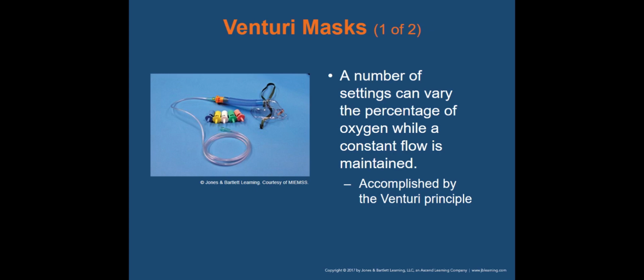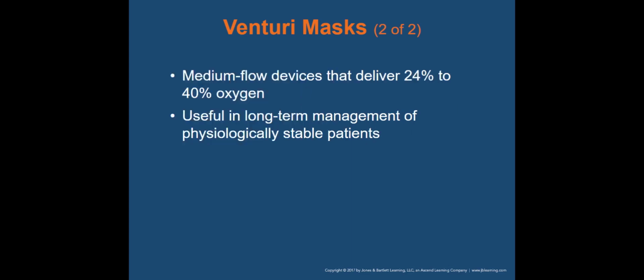Venturi masks are used in that long-term setting. A number of attachments can vary the percentage of oxygen while a constant flow is maintained from the regulator. This is used to maintain oxygenation over a longer period of time. The Venturi principle causes air to be drawn into the flow of oxygen as it passes a hole in the line, so they're getting ambient air mixture in addition to oxygen supplementation. The Venturi mask is a medium flow device. It delivers between 24% to 40% oxygen, depending on the manufacturer. And again, it's useful in long term management of physiologically stable patients.